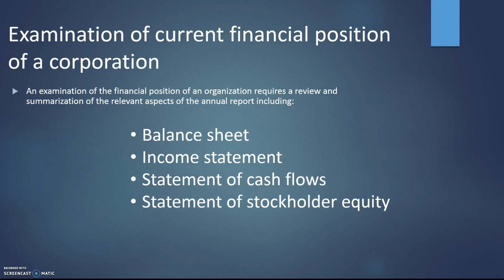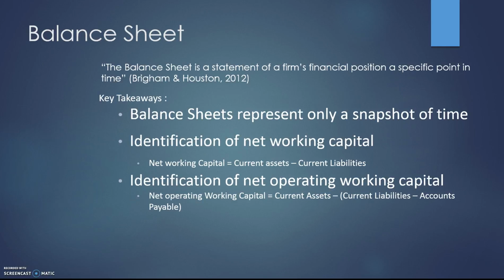An examination of the financial position of an organization requires a review and summarization of the relevant aspects of the annual report, including the balance sheet, the income statement, the statement of cash flows, and the statement of stockholder equity. The first financial statement we're going to look at is the balance sheet. The balance sheet is a statement of a firm's financial position at a specific point in time. It's important to note that balance sheets represent only a snapshot of time. They allow us to identify net working capital, and they also allow us to identify net operating working capital.